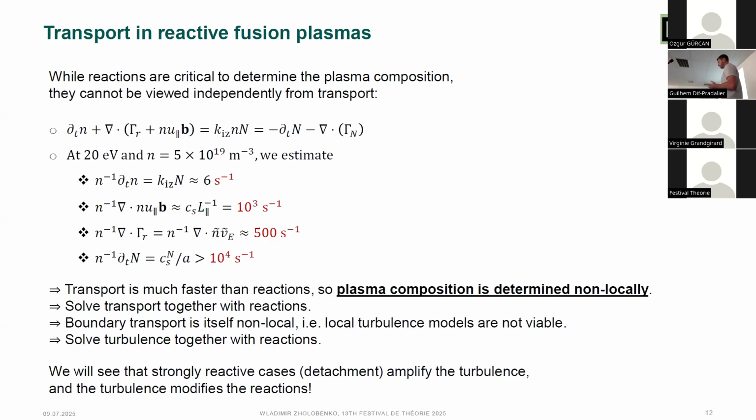And what this means is that the plasma and the neutrals will be transported from one place to another before reaching any thermal equilibrium. And the state of the plasma, the ionization degree, will be determined non-locally. So we need to solve transport together with the reaction processes. At the same time, turbulence in the plasma edge and scrape-off layer in particular is non-local itself. We cannot separate it from the mean flow. So we will need to simulate turbulence together with the reactions.